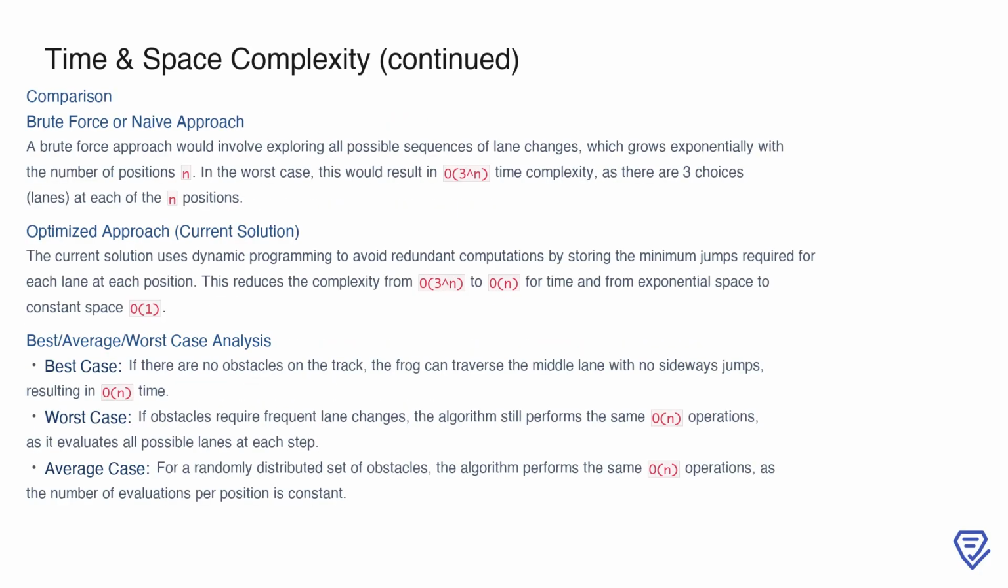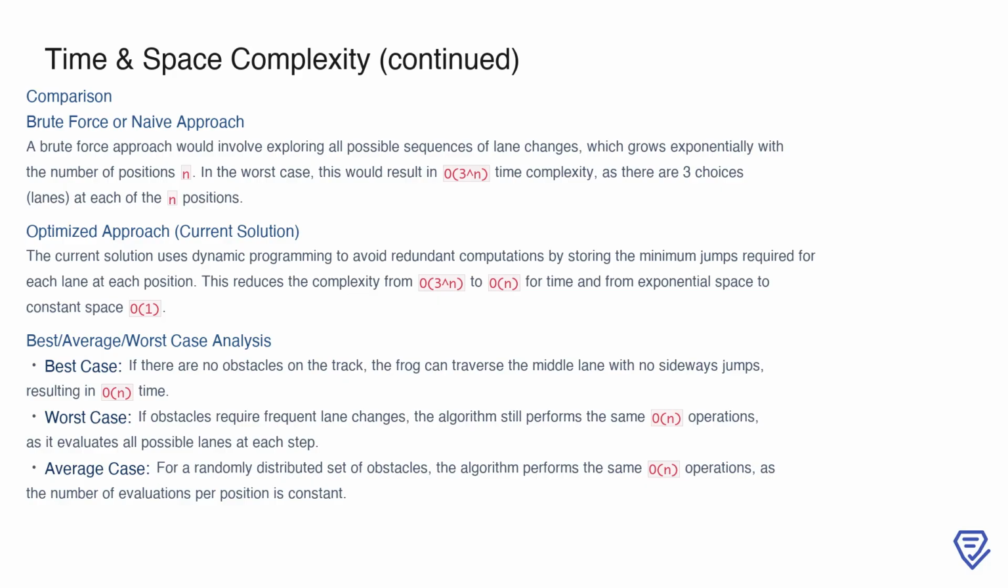To put this into perspective, let's compare the current optimized approach with a brute force or naive approach. In a brute force method, the algorithm would explore all possible sequences of lane changes. This grows exponentially with the number of positions n, resulting in a time complexity of O(3 to the power of n). This is because there are 3 possible lane choices at each of the n positions. In contrast, the current solution leverages dynamic programming to avoid redundant computations. By storing the minimum jumps required for each lane at each position, the time complexity reduces dramatically from O(3 to the power of n) to O(n), and the space complexity reduces from exponential space to constant space, or O(1).